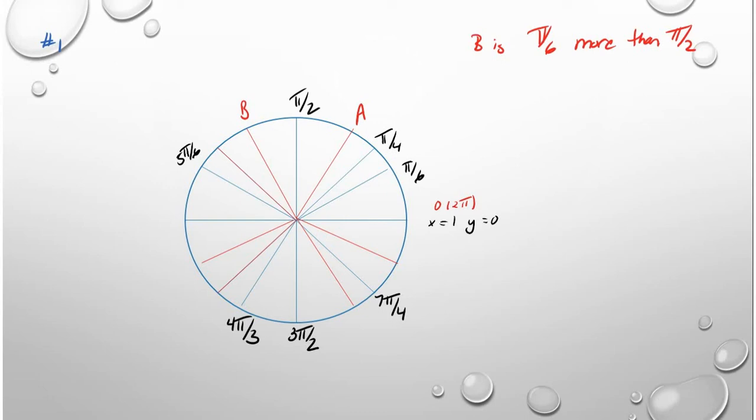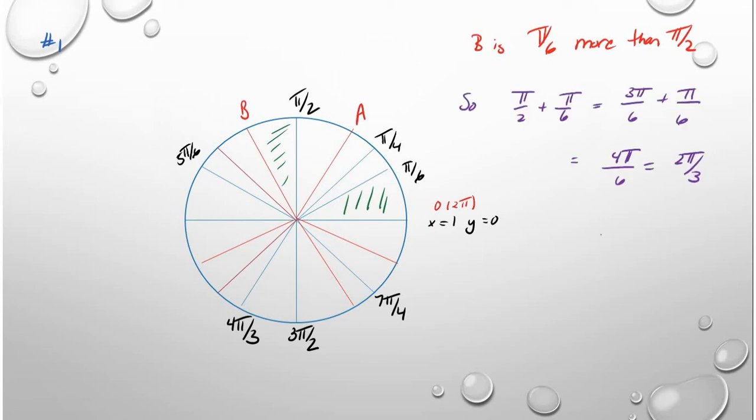Now angle B, similarly, is pi over 6 more than pi over 2. And now I had the insight to actually show you that these two angles are exactly the same angle. So if pi over 6 was the angle away from the angle 0, then angle B is pi over 6 away from pi over 2. So you would add the two angles together to obtain 2 pi over 3.